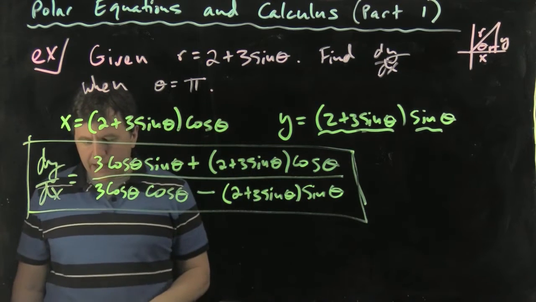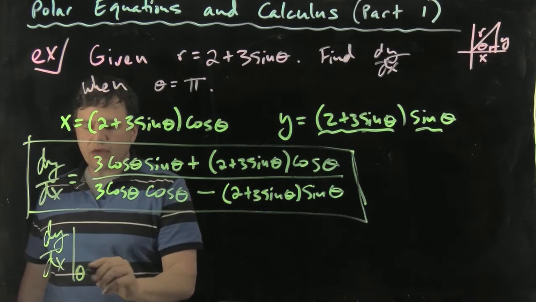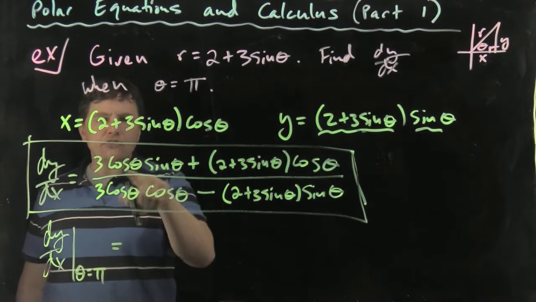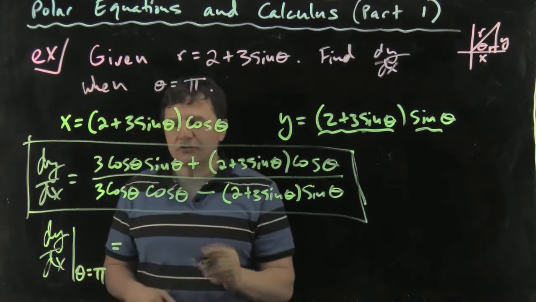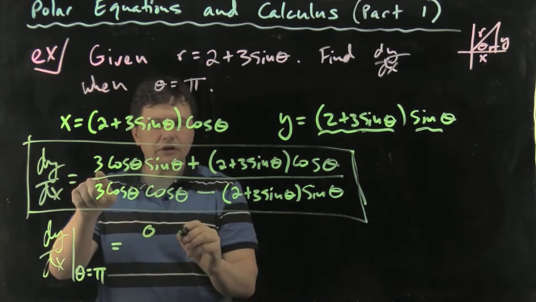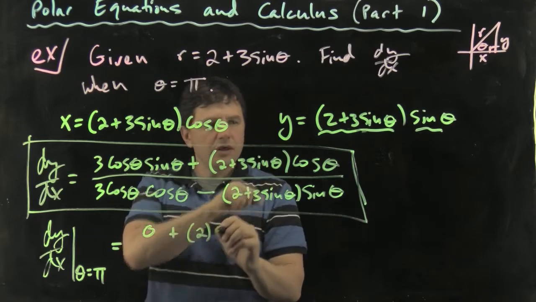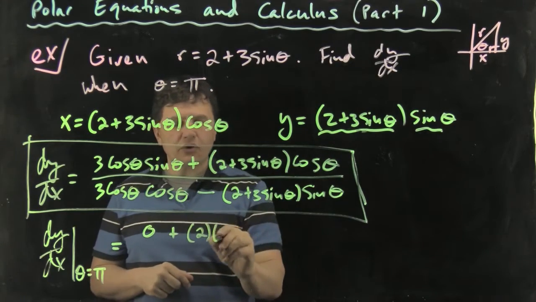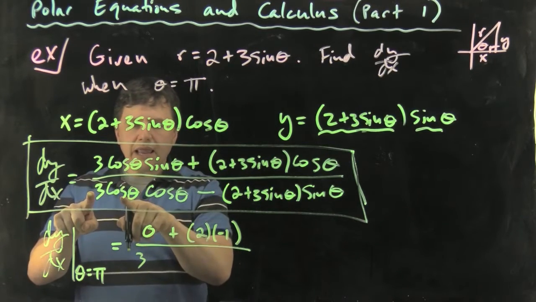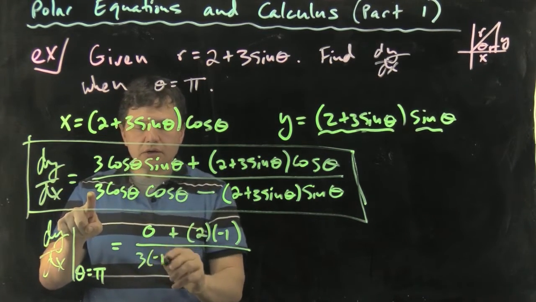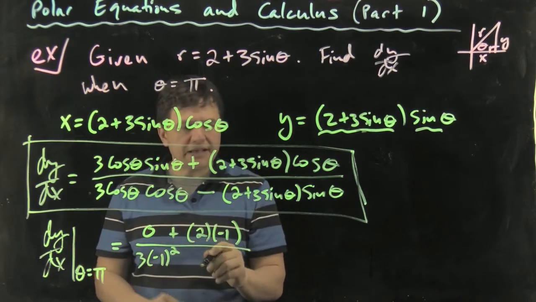Okay, so we want to know what dy over dx is when theta equals pi. So everywhere I see a theta, I'll plug in pi. Now the good news here is any of these sine of thetas will just zero out. So this whole term will zero out, plus this term will zero out right here, so that leaves us with 2 plus 0. And then cosine of theta, think unit circle, is negative 1. Now here we have 3, and this is going to be negative 1 squared. I'm just writing it so we can see that, right? So negative 1 times negative 1, that's going to end up being positive 1.